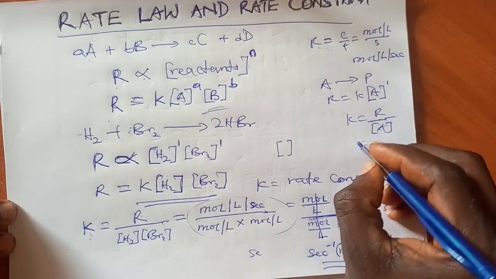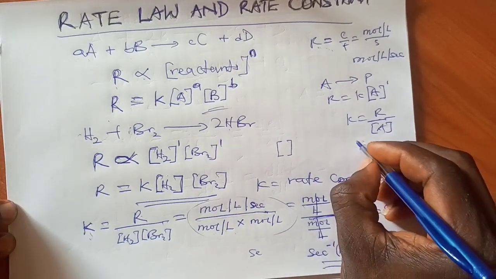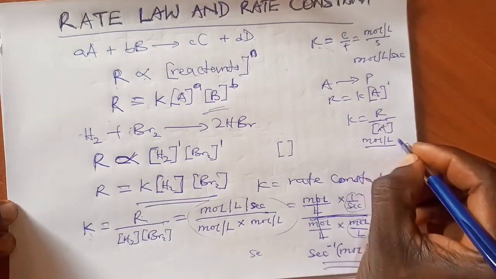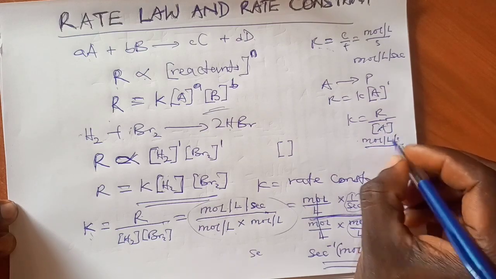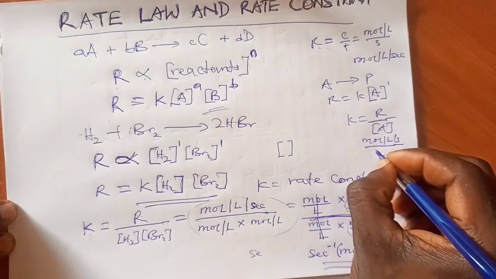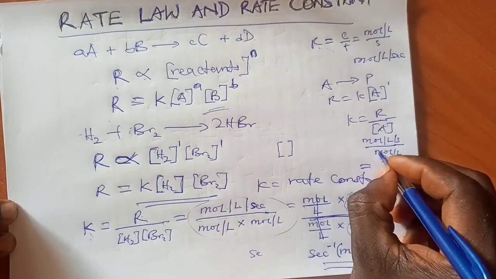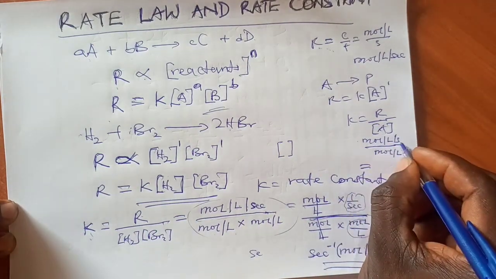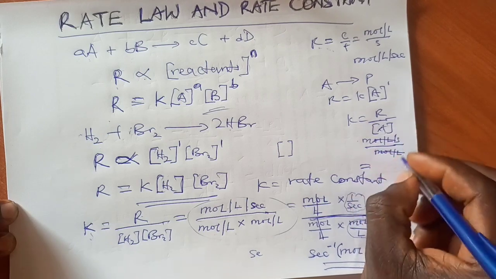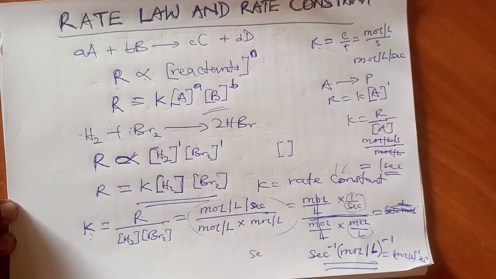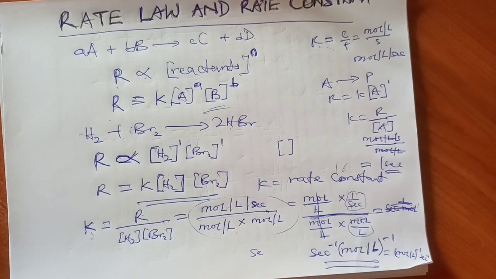But in the case of this, your R is mole per liter per second, divided by mole per liter. So when mole per liter cancels mole per liter, you are going to have what now? Per second. So here, K will just be per second. I believe you understand. Okay, so that defines rate law and rate constant.